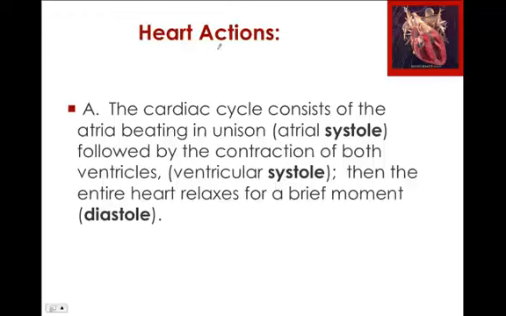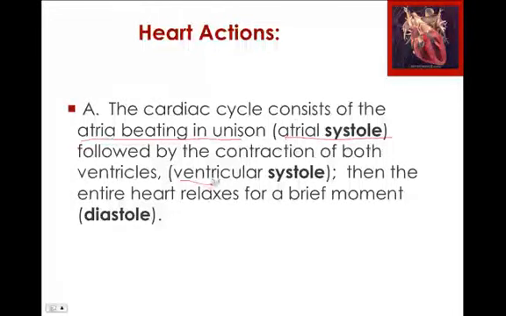So the cardiac cycle consists of the atria beating in unison. So the right and left atria are going to contract as one. They're going to contract at the same time. And this is what we call atrial systole. And this is going to be followed by the contraction of both ventricles, ventricular systole.